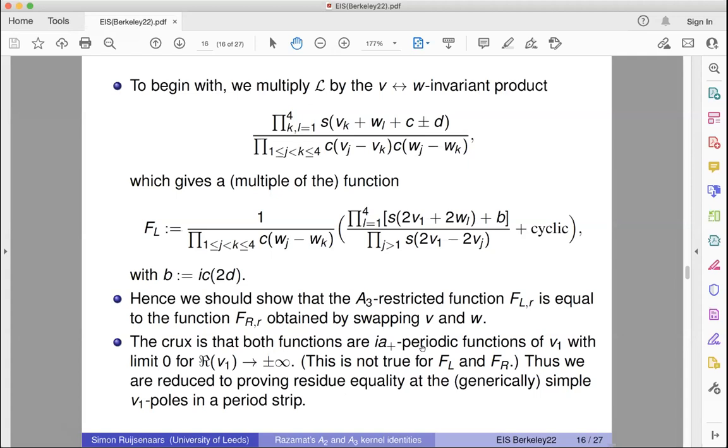Even this is not true. It's quite amazing that if you have not this constraint, then one of the functions is IA plus periodic, and the other one is IA plus anti-periodic. So it's because of that restriction that you get this equality in period.